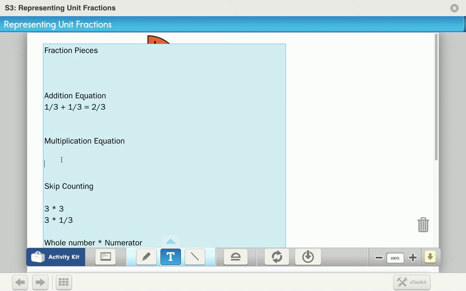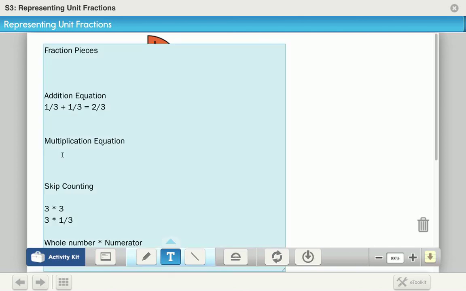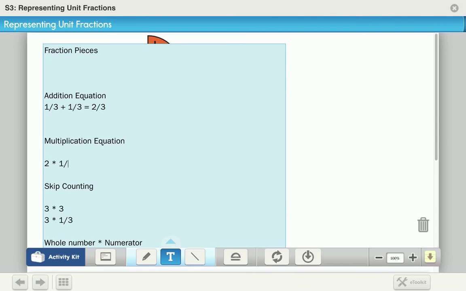Now, how would we write that as a multiplication equation? So if we look at our picture, we have 2 pieces. Okay, so we have 2, and we have groups of, which is multiplication. And what size is our group? Well, they're each 1/3. So our multiplication equation would be 2 times 1/3. And that is also equal to 2/3.